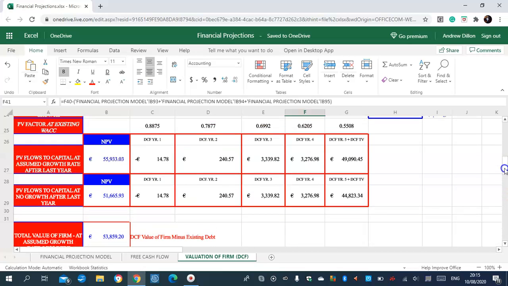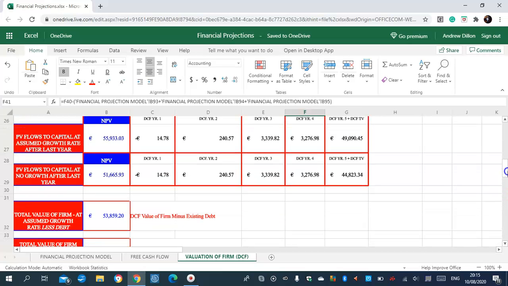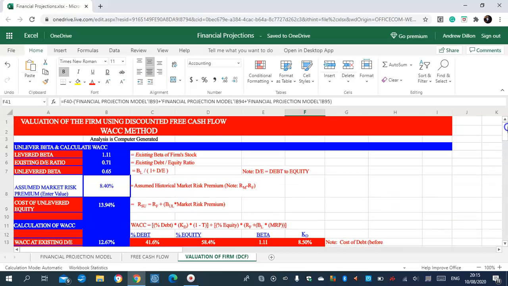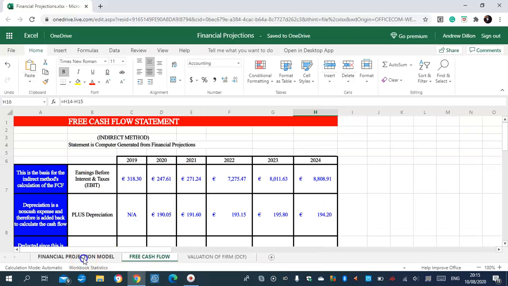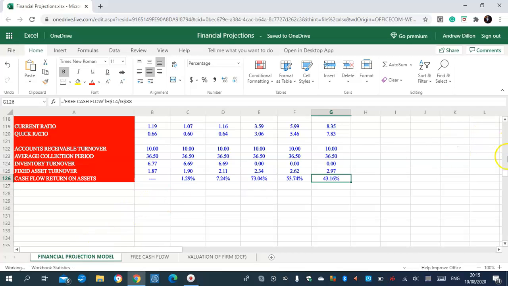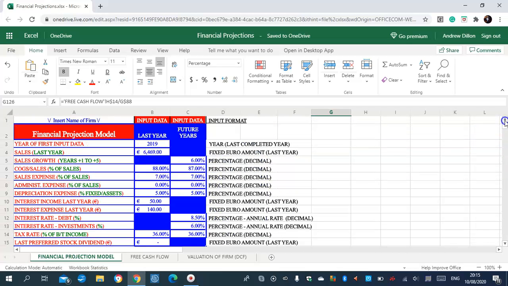Now that is mainly all to present and what's there on the sheet. So that's what you need to know. I basically showed you most of the tables for the valuation of firm sheet for discounted cash flow. The free cash flow is finished and the financial projection model is finished. So that's it for today. That is officially the end of the sheet.